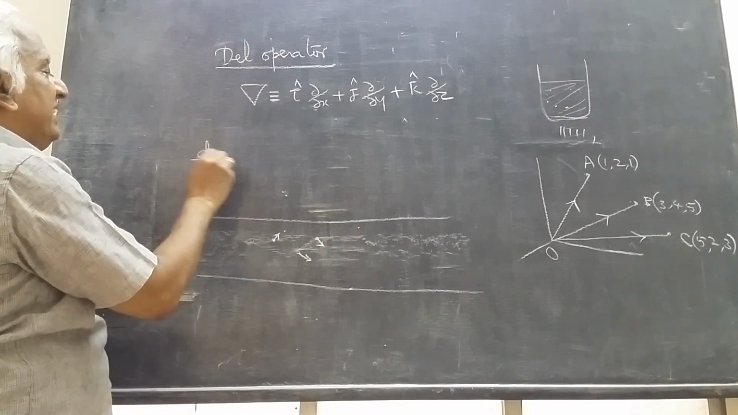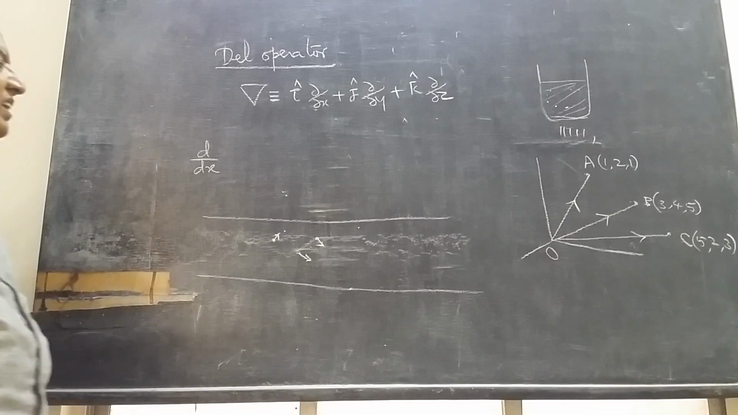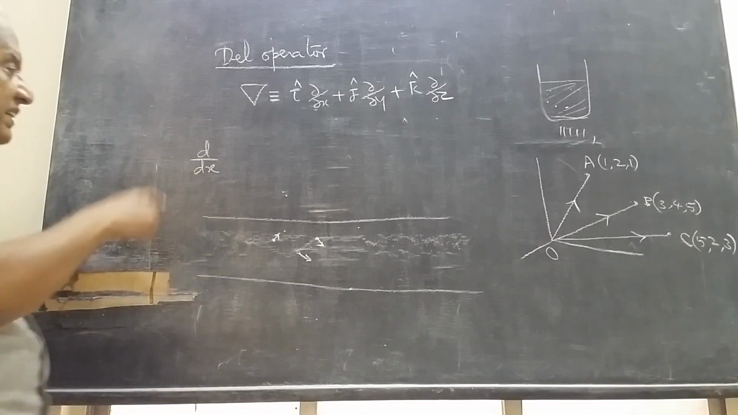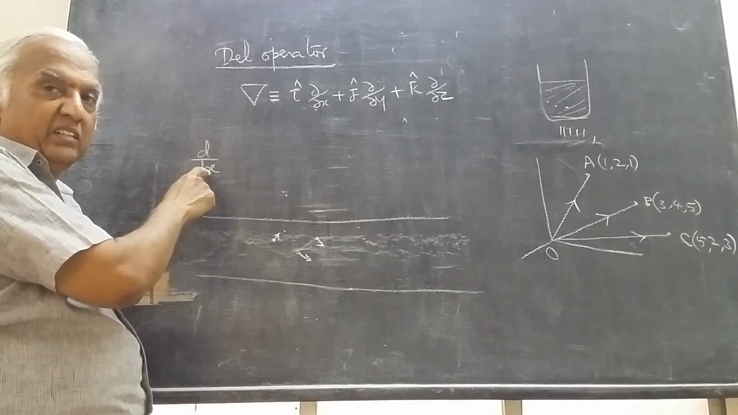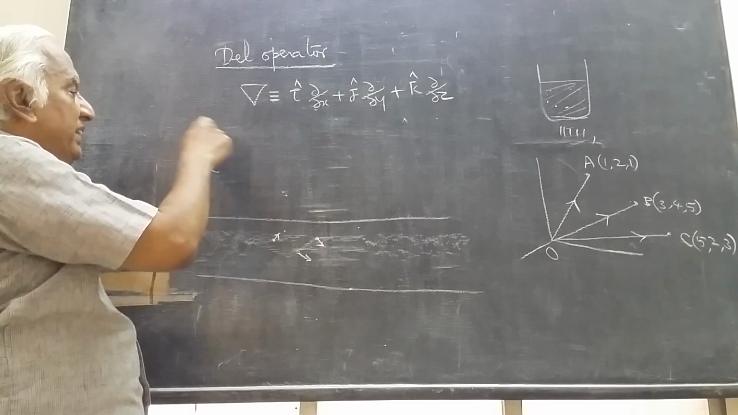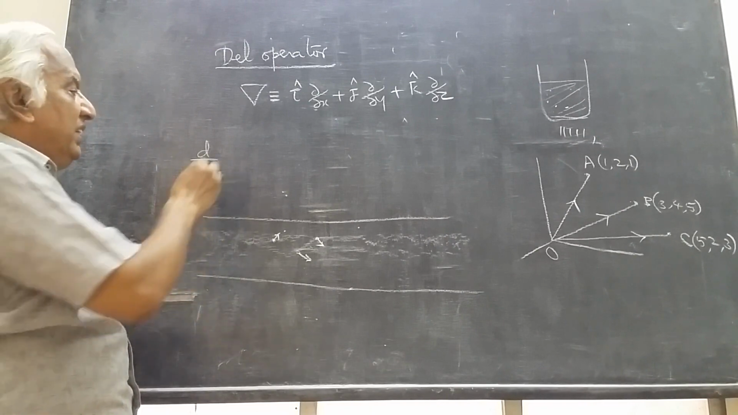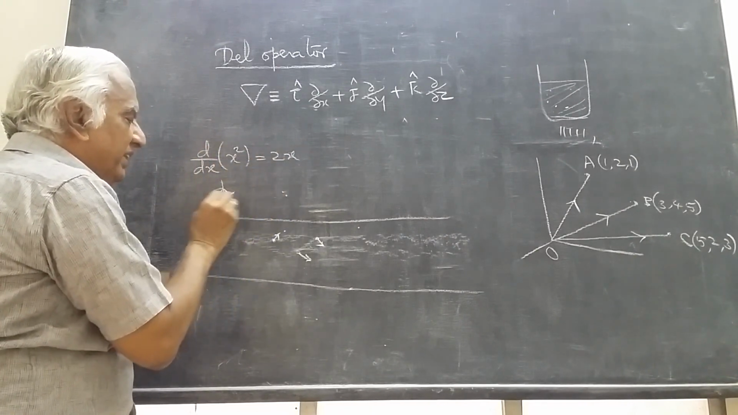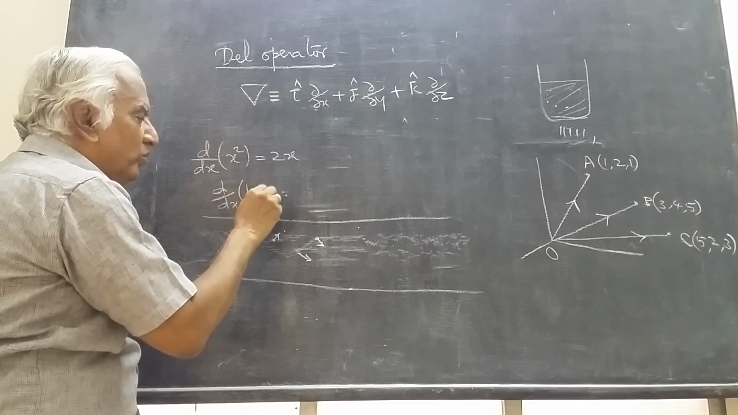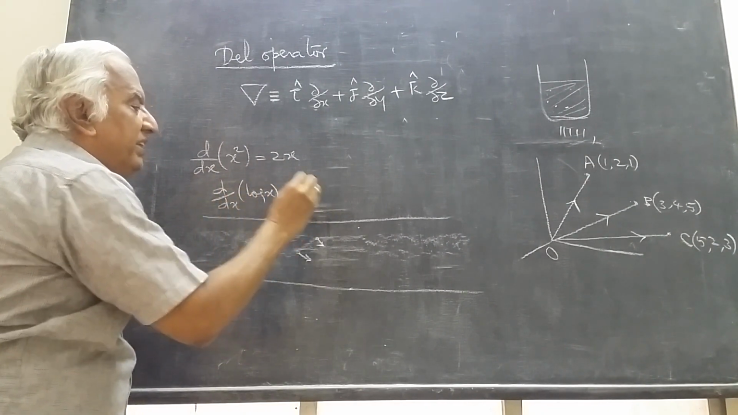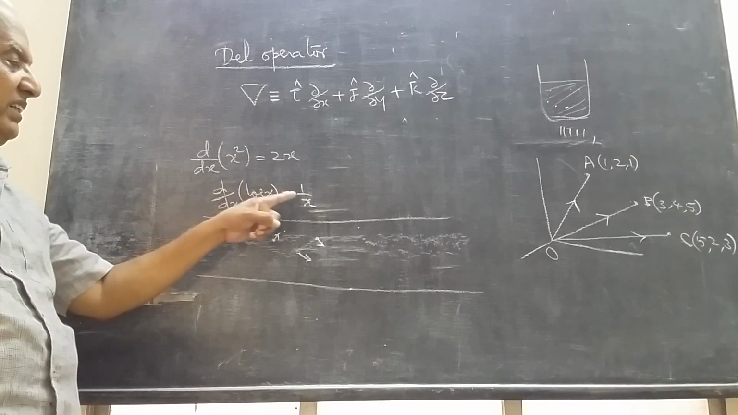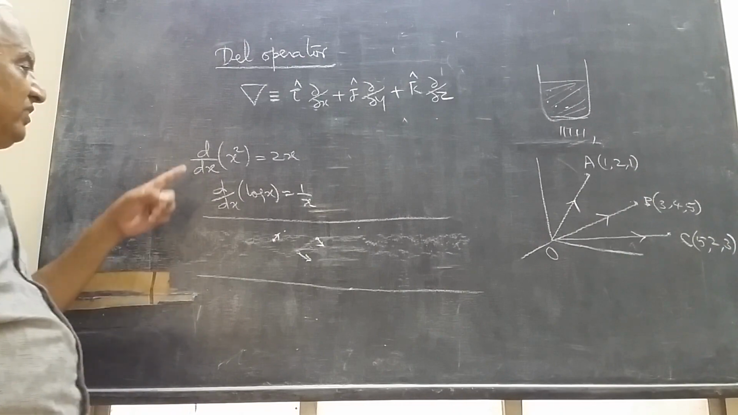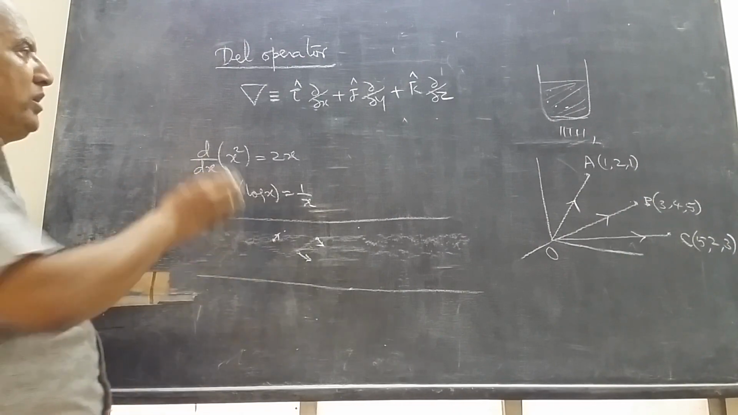But d by dx, if you take it, this is called an operator. What value does it have? No value. But this stands for an operation called differentiation with respect to x. d by dx of x square means 2x. d by dx of log x means 1 by x. So when d by dx operates on a function, it gives you a value. Such a thing is called an operator. It has no value, but it stands for some operation.